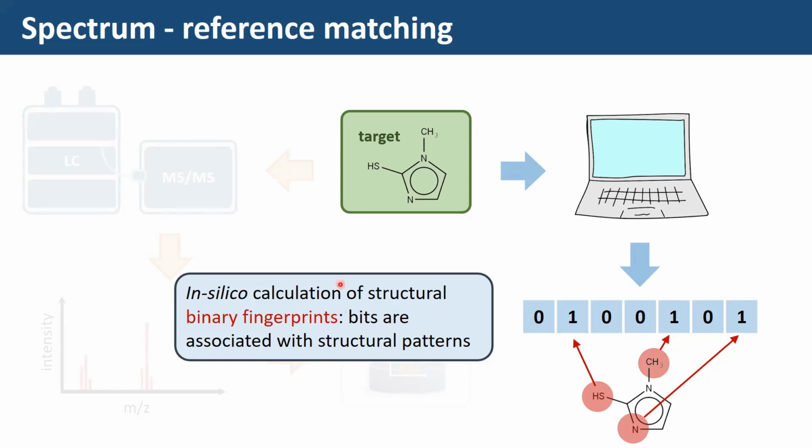You can see that for each chemical, you basically get a binary vector which describes the presence of structural patterns. So you have activated bits and non-activated bits, and this vector is a binary vector that gives you the description of the molecular structure of the compound.